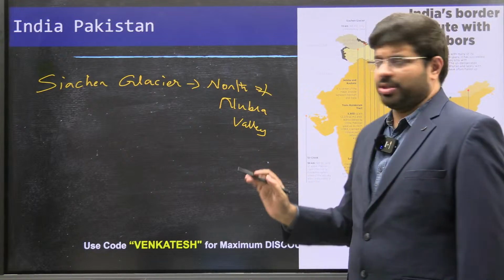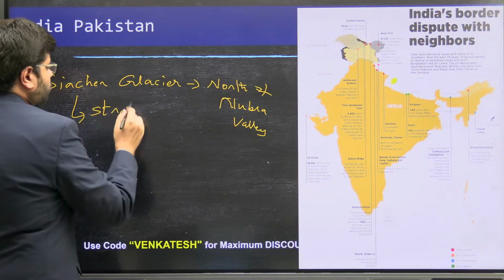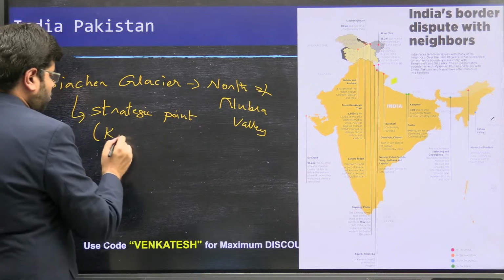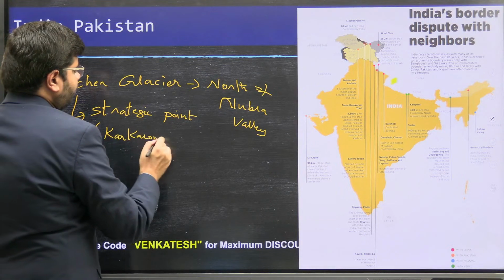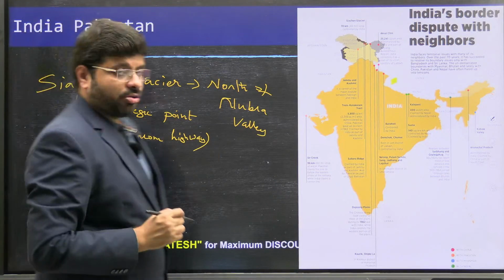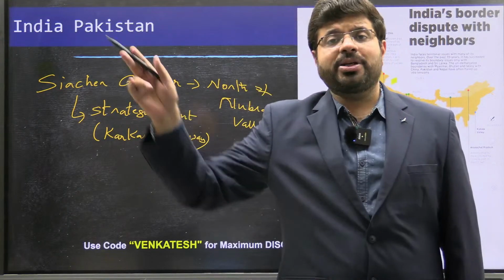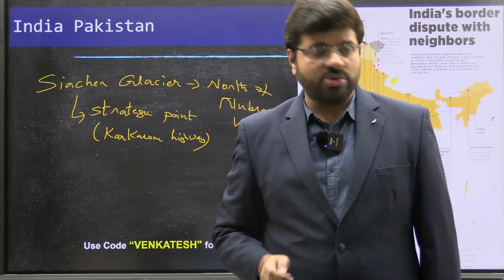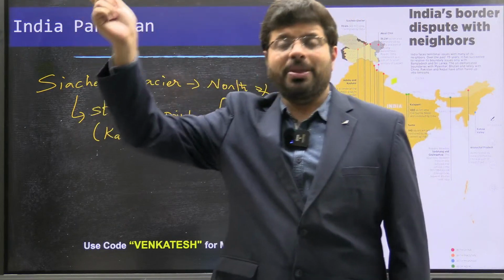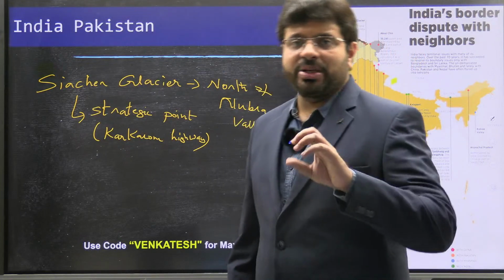Now this Siachen Glacier is a very important strategic point for the Karakoram Highway. If you control the Siachen Glacier, you are actually controlling the accessibility of the Karakoram Highway, which is very crucial from the Gwadar port of Pakistan towards the Chinese area. The Belt and Road Initiative, which cuts across this region, will have accessibility towards this point.